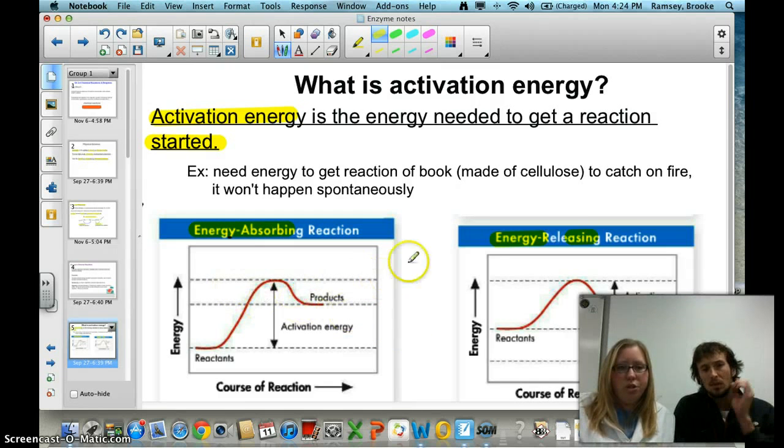So these are just two types of graphs showing energy: a reaction that's absorbing energy, and a chemical reaction showing energy being released. It's showing the amount of activation energy needed to get the reaction to go, to get it started, to get it moving.